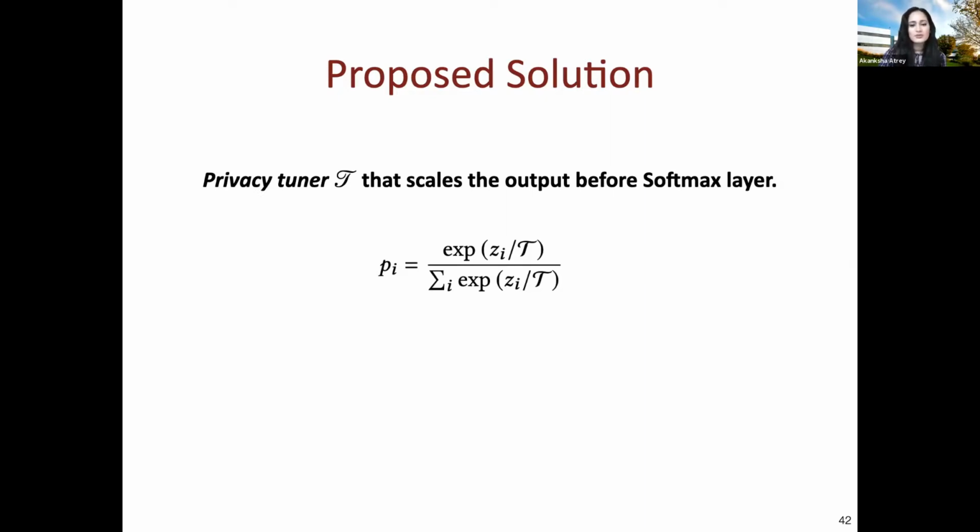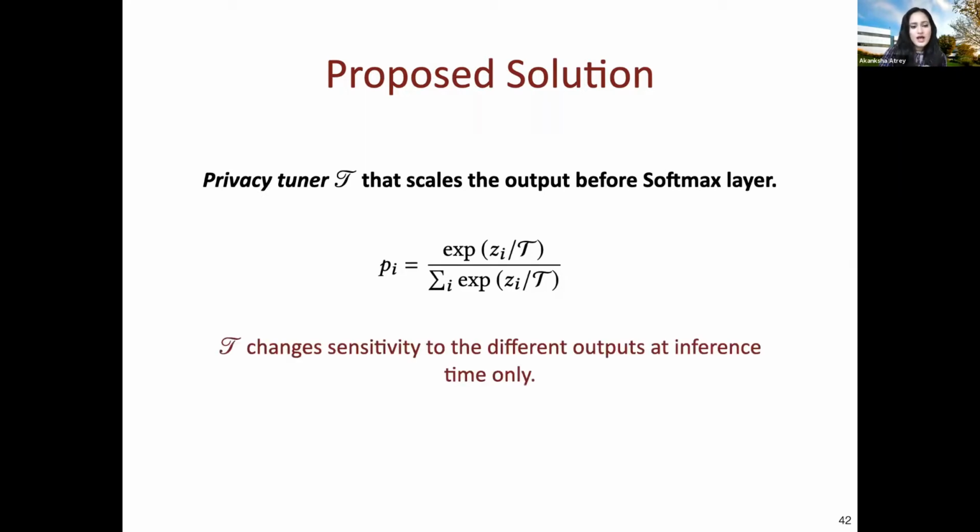In this case, what we're suggesting is the user can pick this T value, this tuner, and keep it private. And this is only used at inference time. So T changes the sensitivity. It either makes all the confidence scores highly sensitive, either close to 0 or close to 1, or insensitive. The host can still gather the top K predictions, but the confidence scores are going to be fairly insensitive.